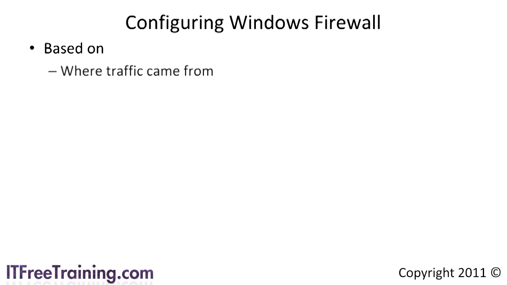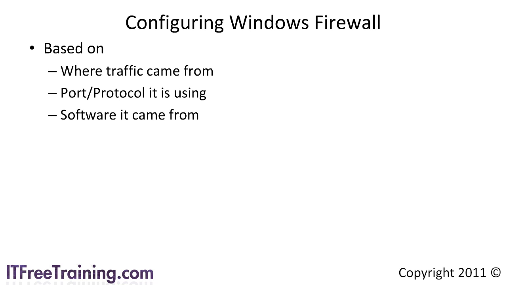These include where the traffic came from, for example, which IP address or network the traffic originated from, which port or protocol the traffic is using, which software generates the network traffic, or which service. In order to configure Windows Firewall, you need to use one of the following two tools.